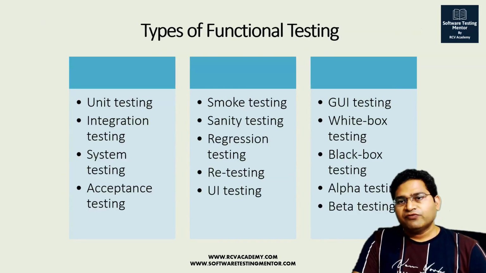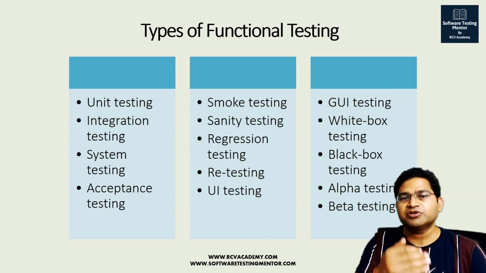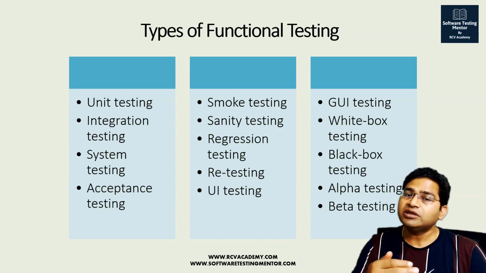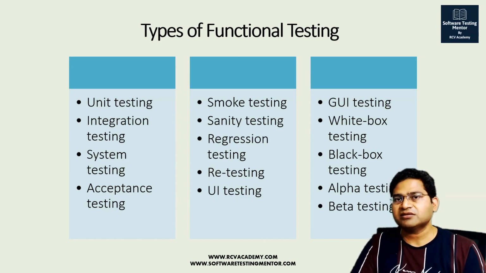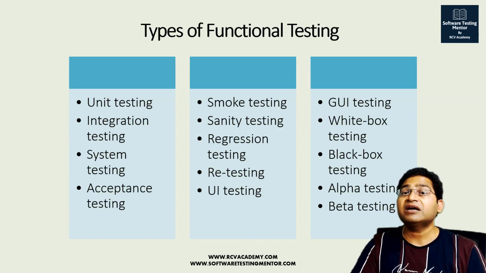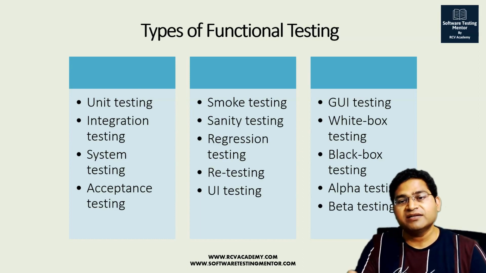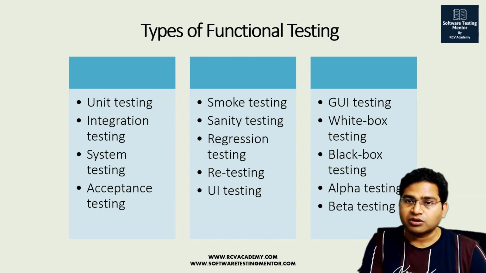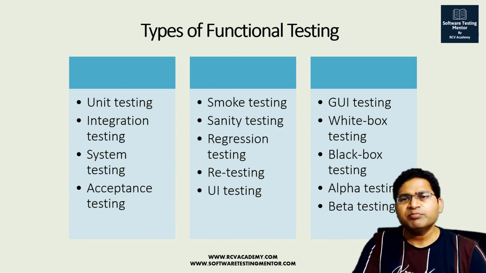Now, what are the different types of functional testing? We have seen functional testing, now let's see the types. Types: unit, integration, system, acceptance, right? These were also the levels, but they are also the types. So all the test levels can be types of testing. You can say, yes, unit, integration, system and acceptance testing are types of testing as well, but not all the testing types are test levels. For example, smoke, sanity, regression, retesting, UI testing are testing types, but they are not testing levels, right? The other way around is not correct. So different types of functional testing include GUI testing, white box testing, black box testing, alpha, beta, and there are many more, right?